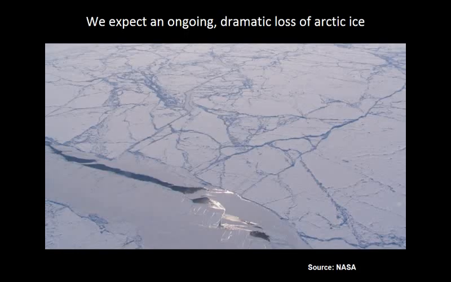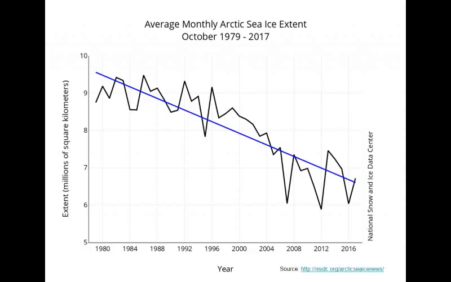So looking to the future, we're here right now. A few things we know pretty clearly are going to happen. We're going to expect, for instance, ongoing dramatic loss of Arctic ice. So this is the extent of sea ice in October from 1979 to this year. You can see a pretty obvious trend going down, from about 9.5 million square kilometres to about 6.5 as of this month. So about 30% loss.